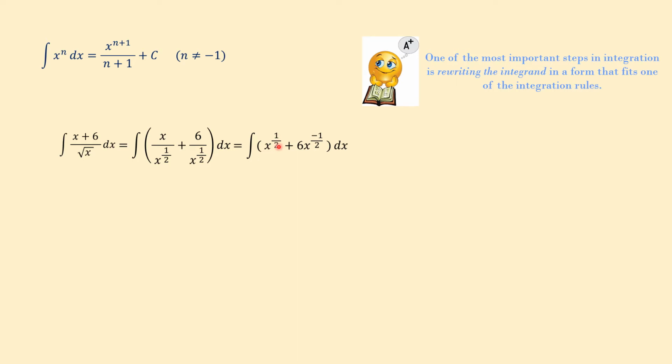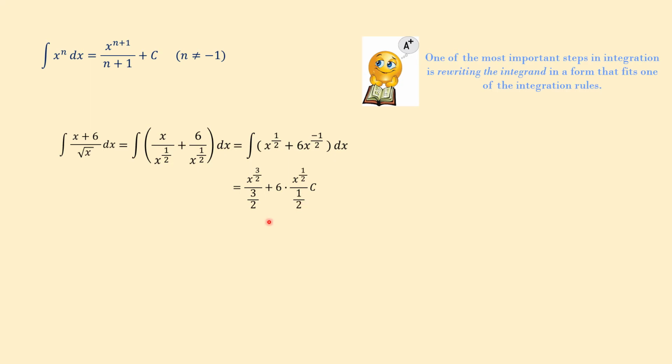Integral of x to the 1/2 with power rule equals x to the 3 over 2 over 3 over 2. We add to the power 1/2 plus 1 equals 3 over 2, and we put this power in denominator. Plus 6, 6 is the coefficient. We copy the coefficient, and we integrate x to the negative 1 over 2 with power rule. Negative 1 over 2 plus 1, we add to the power, equals 1 over 2. And we put the new power in denominator.